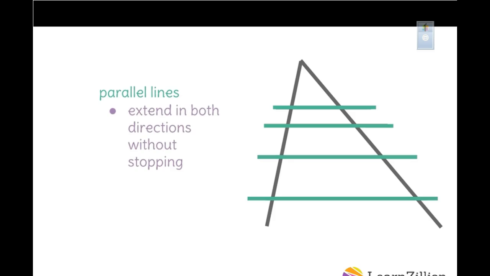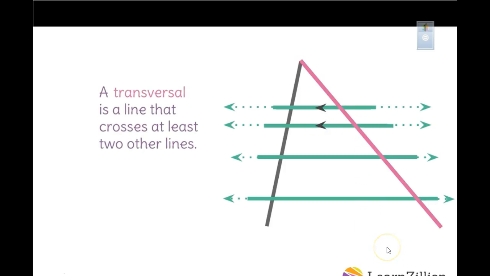All of the shelves are lines that are parallel to each other. If we extended the shelves in each direction, they would not cross at any point. We use arrows like these to designate when lines are parallel. The sides of the bookcase cross each of the shelves. We call these lines transversals. A transversal is a line that crosses at least 2 other lines.